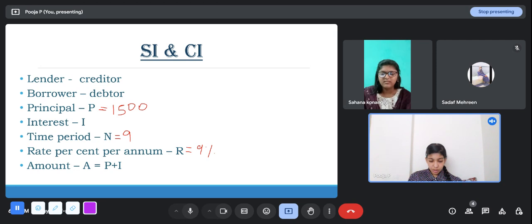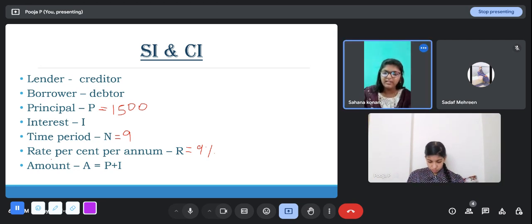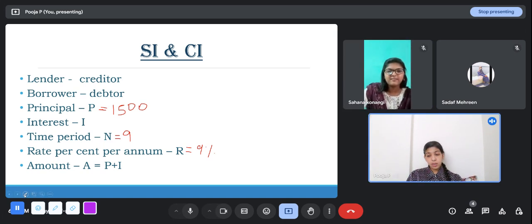What is 135? Simple interest. Now, 1500 into 9 divided by 100. Two zeros will get cancelled. 15 into 9 makes 135. Okay, fine. Take out then the next variation.